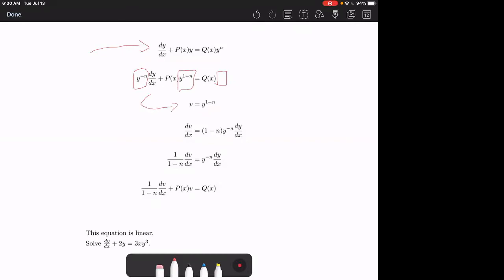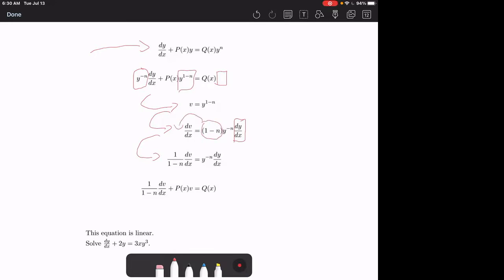Now, just as before, as soon as we perform our substitution, we're going to take a derivative of both sides with respect to x, because we're going to need a dy/dx term. Because we're not going to be able to substitute into the main equation unless we know what it is in terms of dy/dx. Now, we'll just move that 1 minus n over to the left.